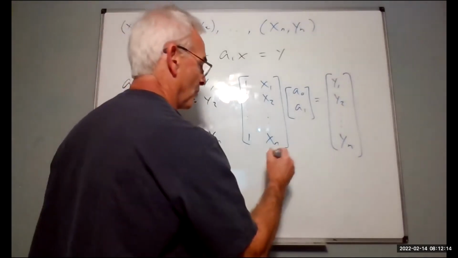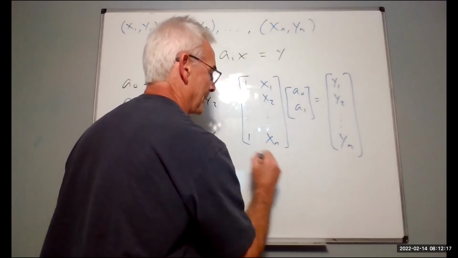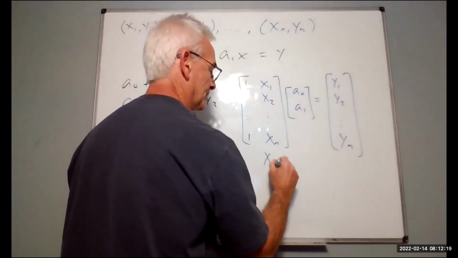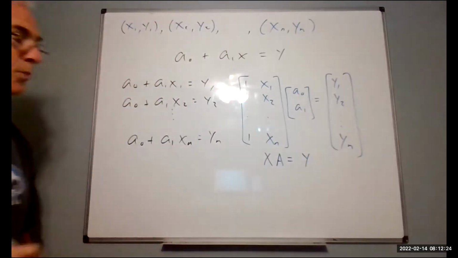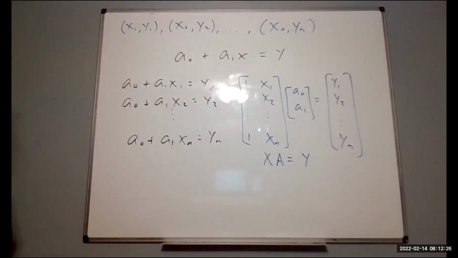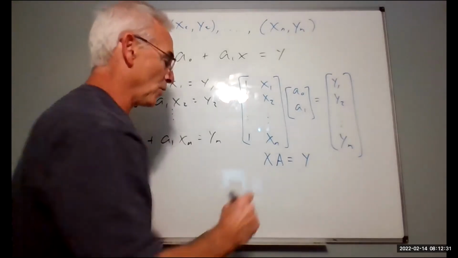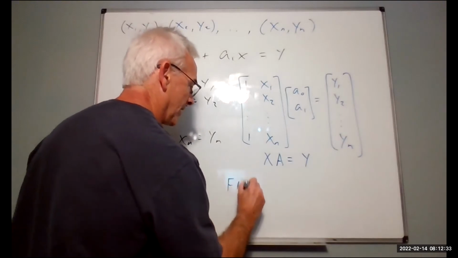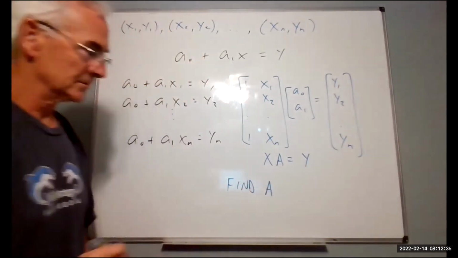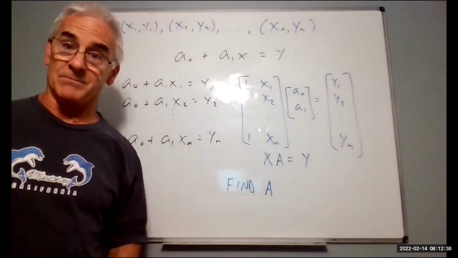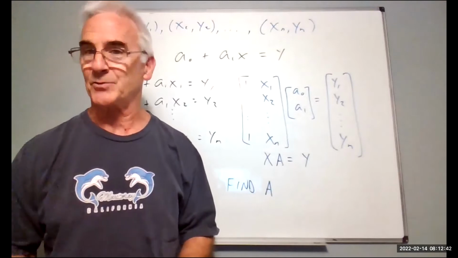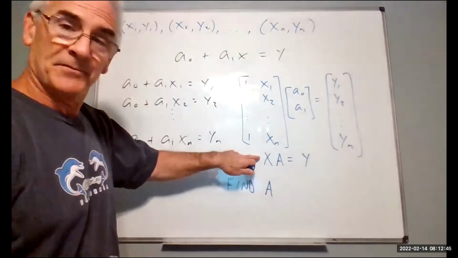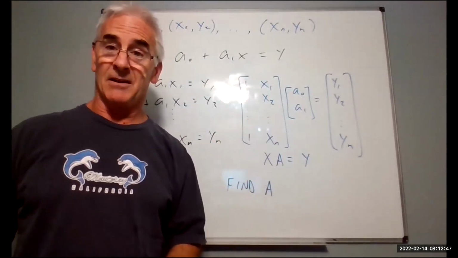Let's write this in the form, how about, we'll call this matrix capital X. We'll call this matrix capital A, and let's call this capital Y. Yes, Y is technically a vector. I've written my system of equations as a matrix product. My goal is to find A. If I can find A, then I'm done. Then I've got the coefficients and everything's wonderful. Oh, but we've been practicing this for the last week. All I got to do is find X inverse. Piece of cake, I think.